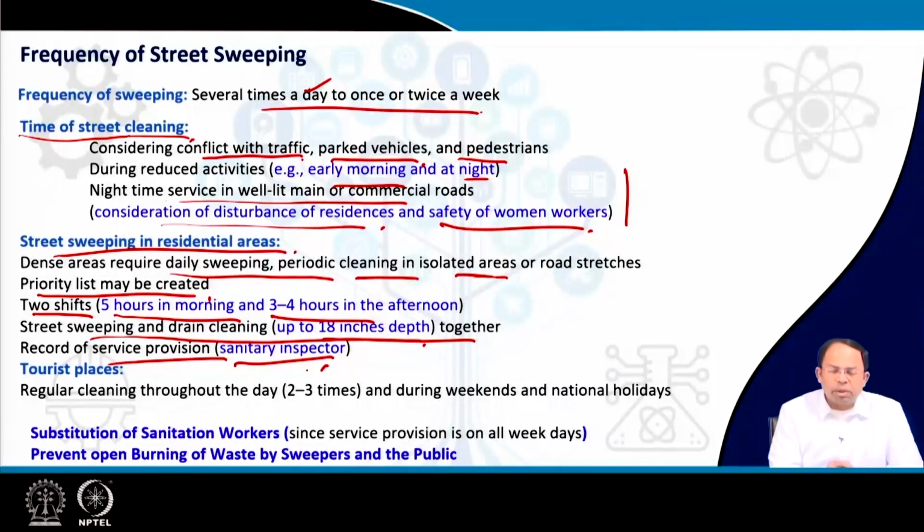So a sanitary inspector from the ULB side is in charge of operations. He will oversee, he will record, and probably he will take help from the operators for that street cleaning service as well, which could be private operators or self-help groups and so on.